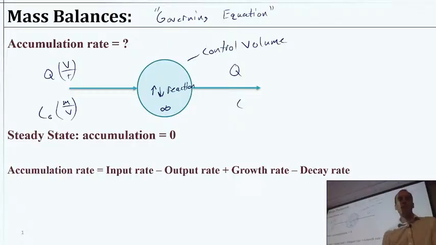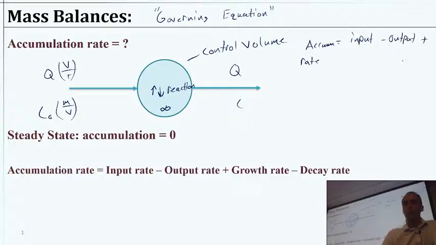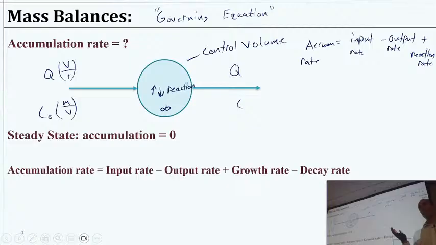So when we describe our accumulation, I'm going to say the accumulation rate is going to be equal to the input rate minus the output rate plus whatever kind of reaction rate we have. And for each of these, I'll call it a rate. That means we're looking at the mass per time.